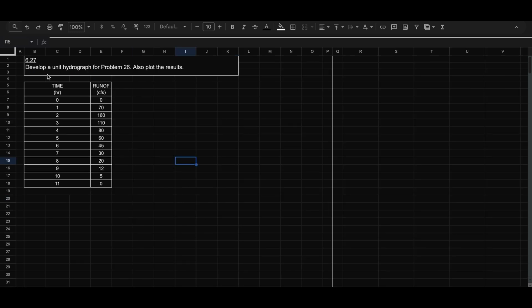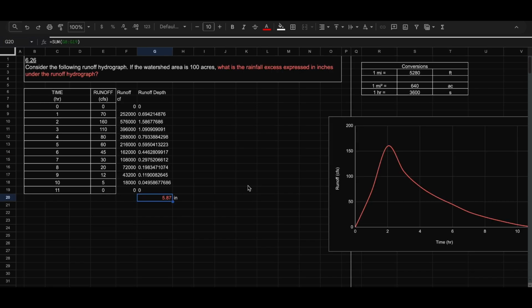The next problem says, develop a unit hydrograph for problem 6.26. Also plot the results. So what we're doing here is learning how to develop a unit hydrograph. Remember, in the first problem we got runoff values, and we're using these runoff values to develop a unit hydrograph to represent this watershed of 100 acres.